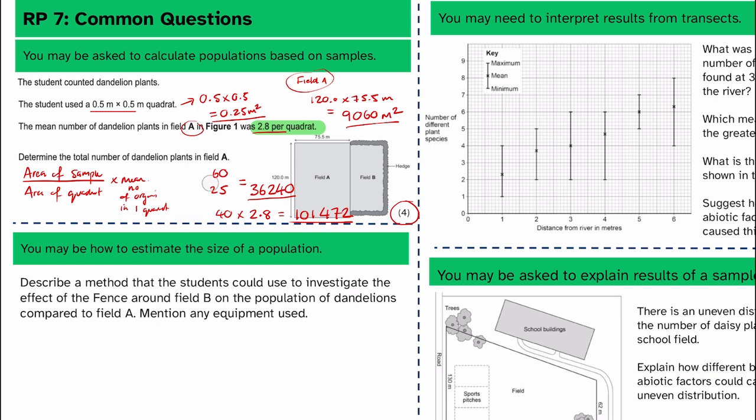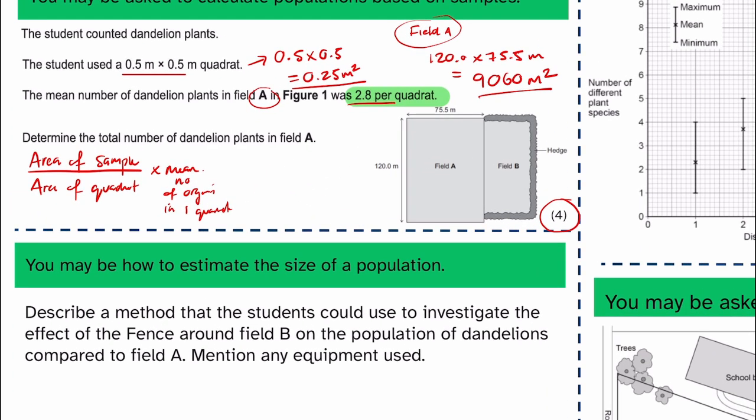Okay, so what we need to do is the area of the sample. The area of the sample size was, we're given the two lengths here. So I've calculated it here. It's 120 times 75.5, which gives us 9060 metres. So 9060. We divide that by the area of the quadrat. We've already figured that out, which is 0.25 meters squared because it was 0.5 times 0.5. That will give us an answer. You don't need to write the answer down, you could just press equals, and we're going to times that by the number of organisms in one quadrat, which is times by 2.8. So that's how we got the answer.